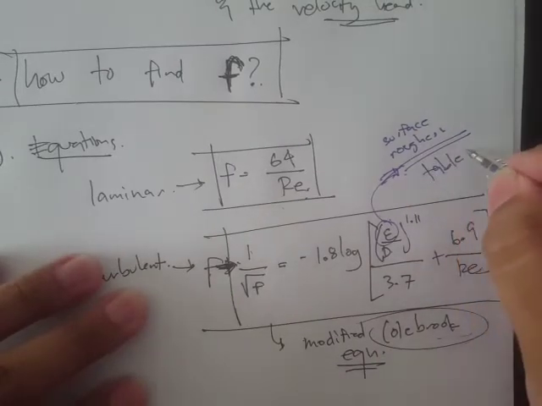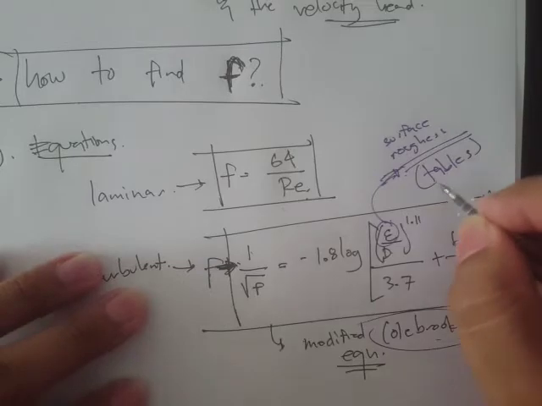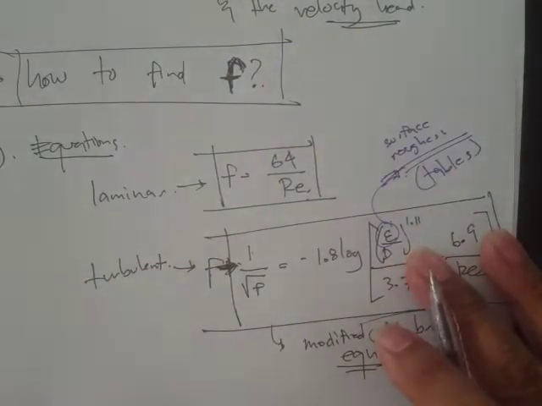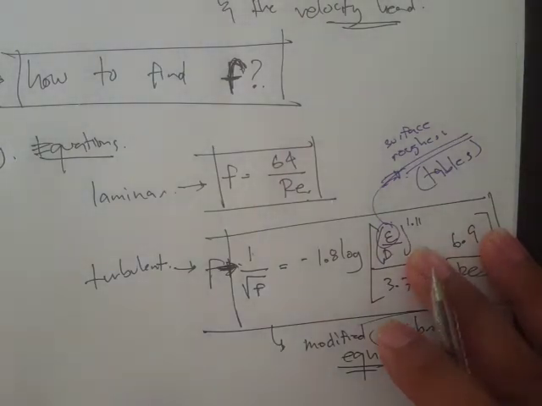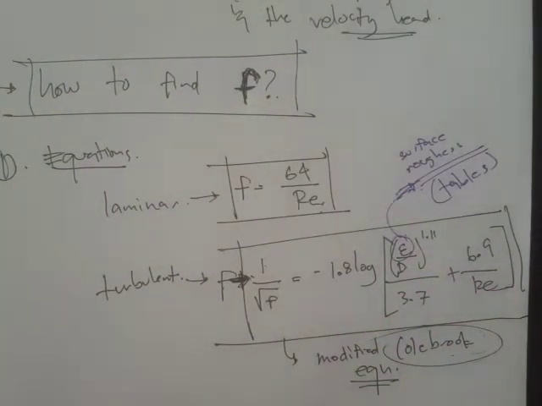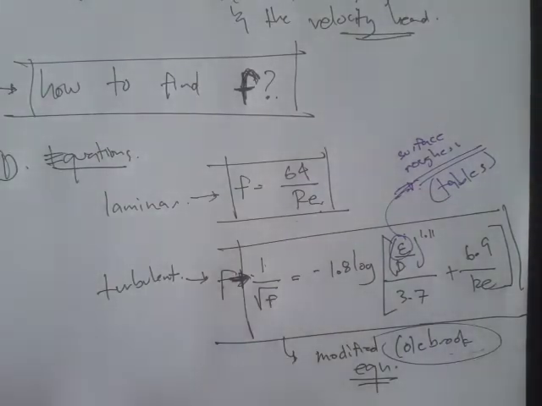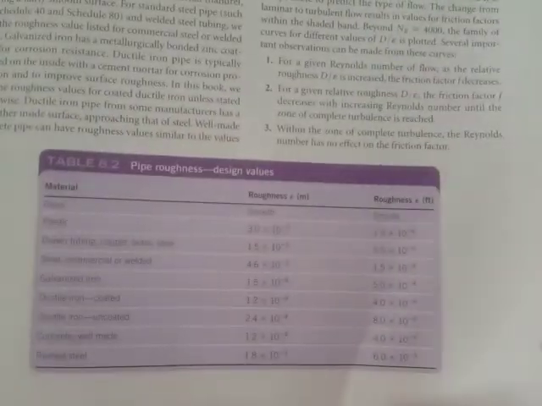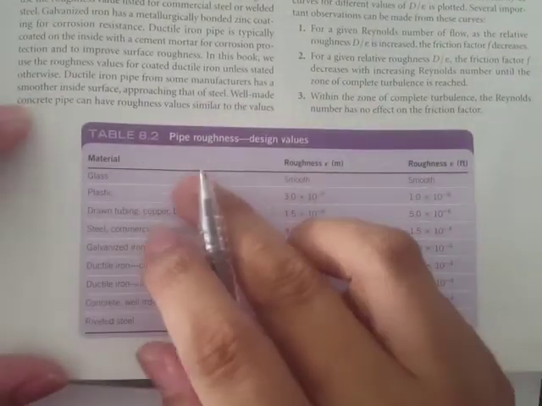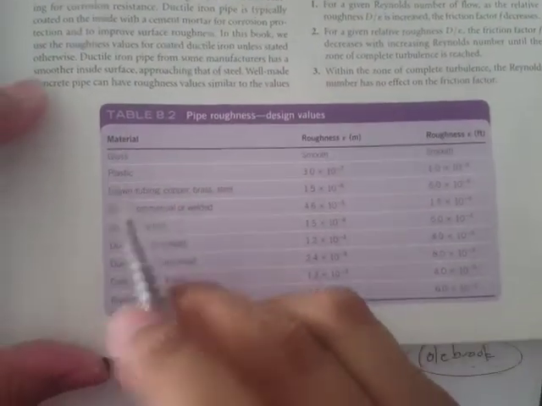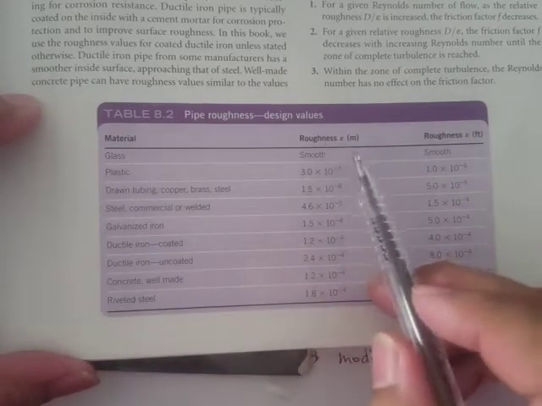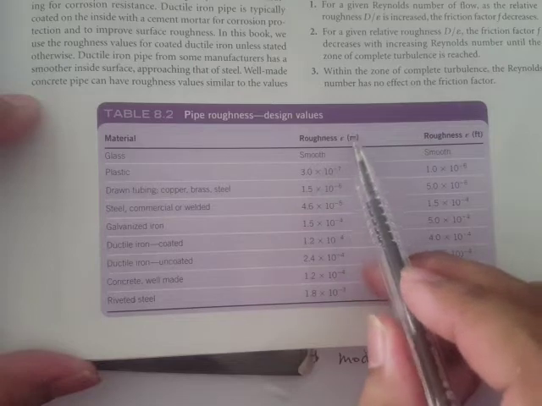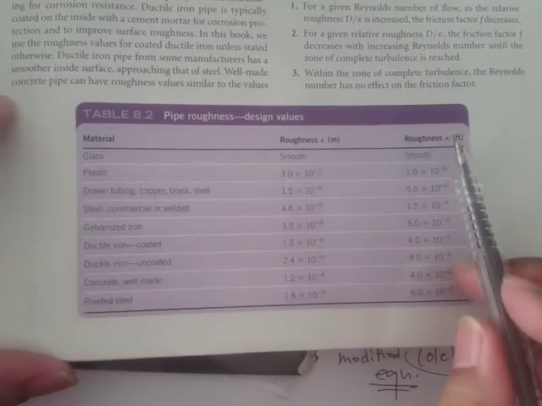That can be found from tables. The tables in textbooks or in our lecture handouts have also attached the values for the surface roughness. In our reference text by Mott and Turner, we have this table 8.2, pipe roughness design values. So for example, if our material is glass, then the roughness says here that it's smooth, and we have units in meter or in feet.